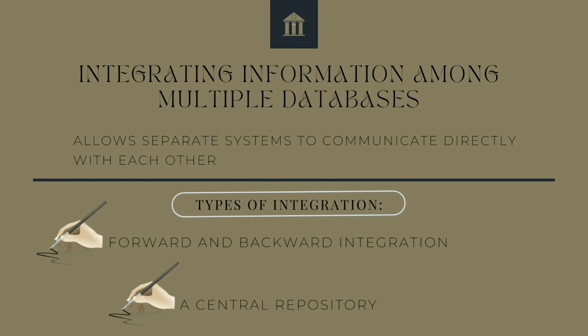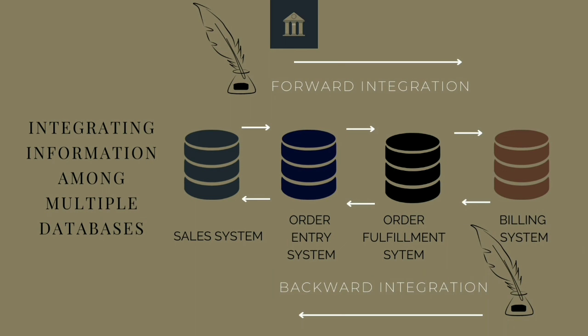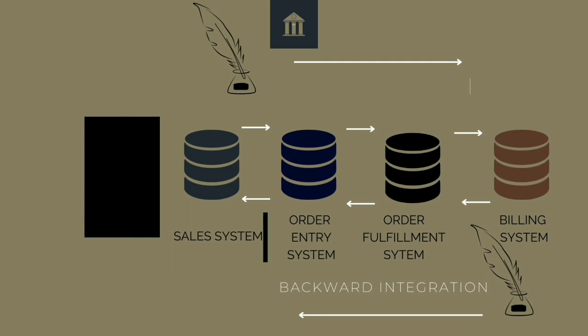Integrating information among multiple databases allows separate systems to communicate directly with each other. There are two types of integration: forward and backward integration, and the central repository. Forward integration takes data entered into one system and sends it to all downstream systems and processes automatically. Backward integration takes data entered into one system and automatically sends it to all upstream systems and processes.